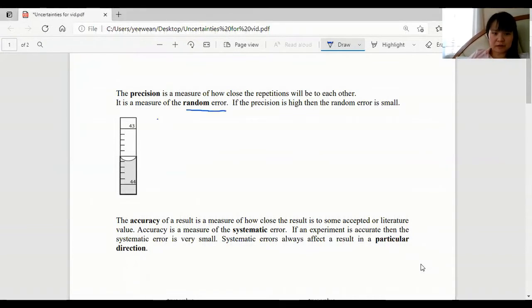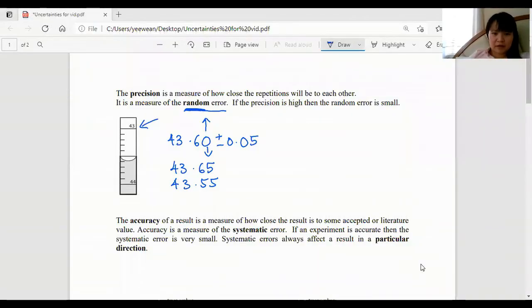So for example, this burette here, the result here is 43.60, and half of the smallest scale would be 0.05. So we put a plus minus here. It means that it could have been 43.65 or 43.55. So it's plus minus from 43.60. So that is random, because we don't know what the direction is. We don't know whether it's plus or minus. It's just an uncertainty of this apparatus.